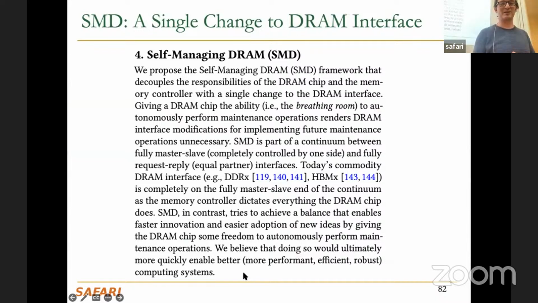I'm not going to read it, but essentially this gives the DRAM chip a breathing room, right? So that it can autonomously perform maintenance operations. And hopefully future maintenance operations, interface modifications for implementing future maintenance operations become unnecessary in the end.